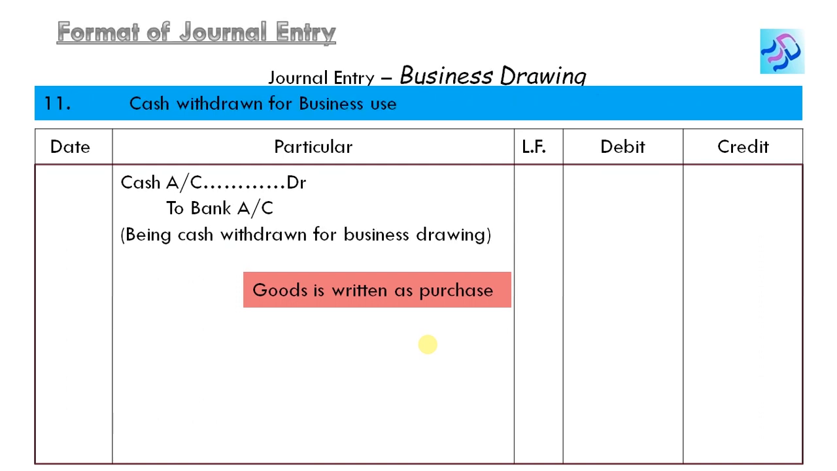The next type of drawing is business drawing. Cash withdrawn for business use. When we withdraw something for business use, the journal entry will be cash account debit to bank account. This is because when we withdraw cash from bank, we receive the cash, that is cash account debit, and our bank balance decreases, that is our assets decrease, so bank goes on credit side.